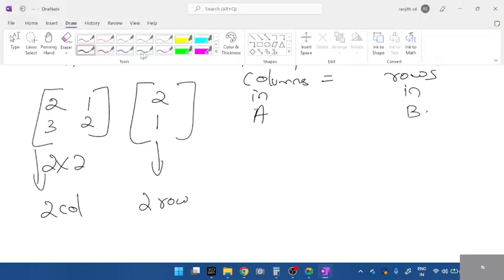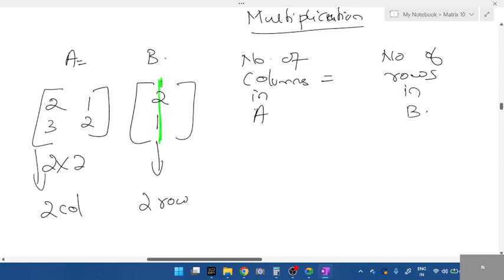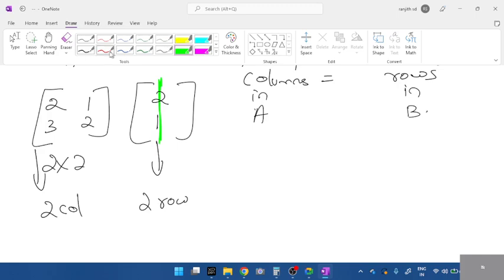No, B matrix. Does it have 2 columns? It has only 1 column, right? The second column is missing. But still you can multiply. Okay, but still you can multiply this. I'll tell you the rule for multiplication.